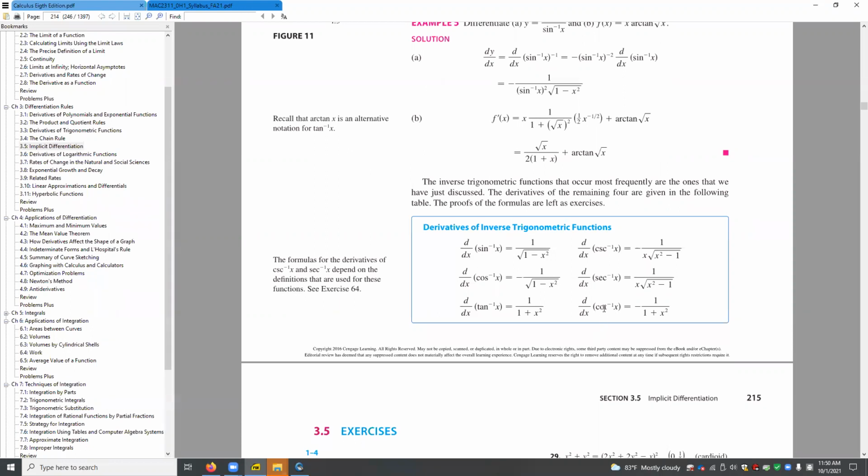I forgot how I get the sine to the arc sine and the cosine to arc cosine. I forget how to transfer it.